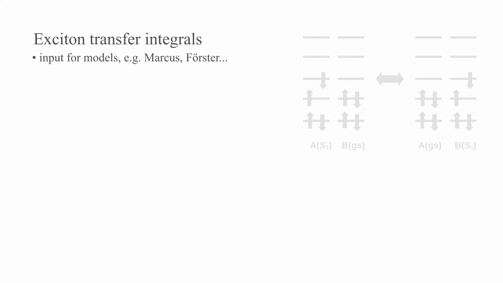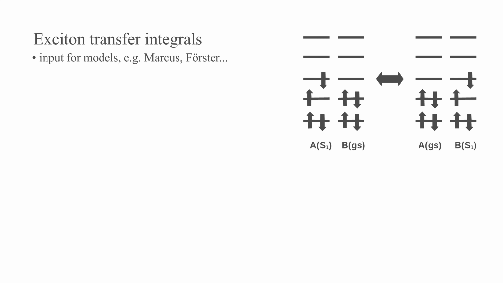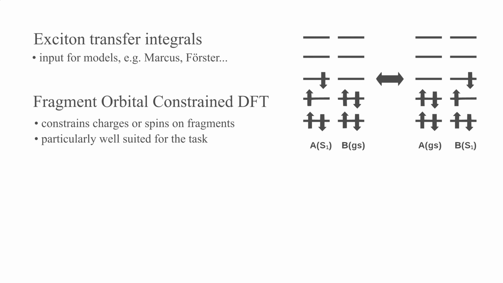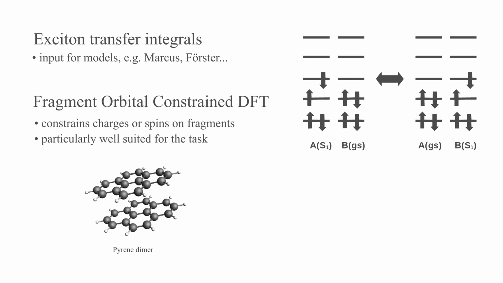An exciton can hop between two nearby molecules, moving from a state where one molecule is excited and the other is in its ground state to the opposite configuration. Fragment Orbital Constrained DFT is well suited to build these diabatic states because it constrains charges or spins on molecular fragments. In our case, we'll study pyrene dimers at different distances and orientations, similar to the models used in the paper by Venner and Baumeier.